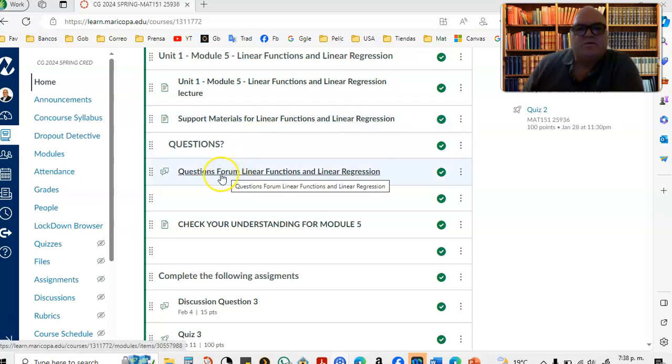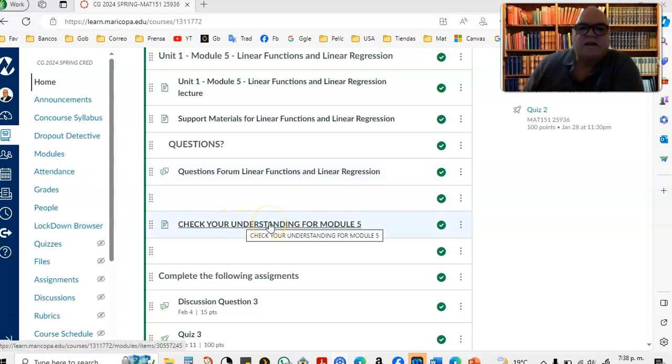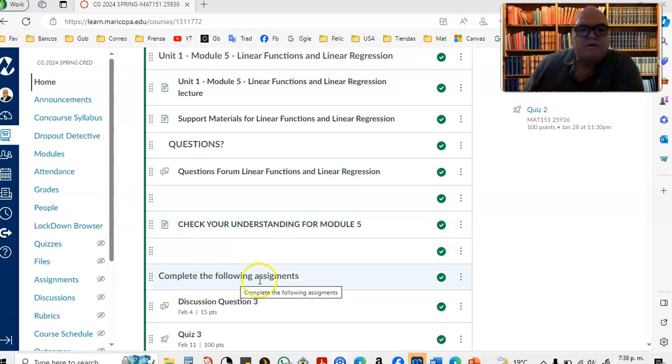We also have a question forum. If you have any question, any doubt, any concern about the topic we're going to work this week, then you have your check your understanding for this module. So here you will find some exercises you can solve, up to you. If you have any doubt, you will have here the solutions and also some videos explaining how to solve those exercises. And by the end of the week, you have to complete the following assignments: the discussion question number 3 and the quiz number 3.